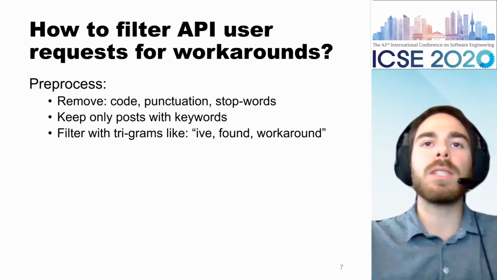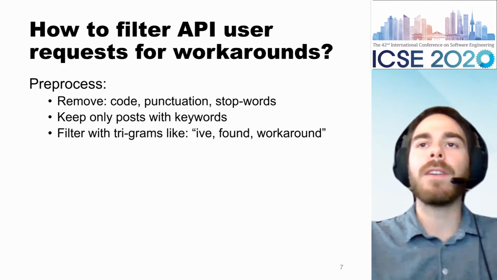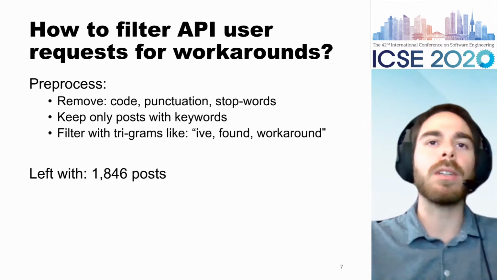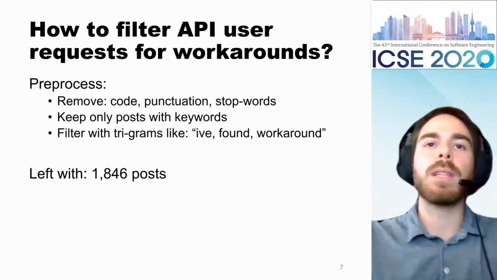And then we filtered with some trigrams, like "I've found a workaround." The trigrams themselves can be found in our paper. I'm just going to mention one here. And even with that, we were still left with 1,846 posts, which is still a lot to manually go over.